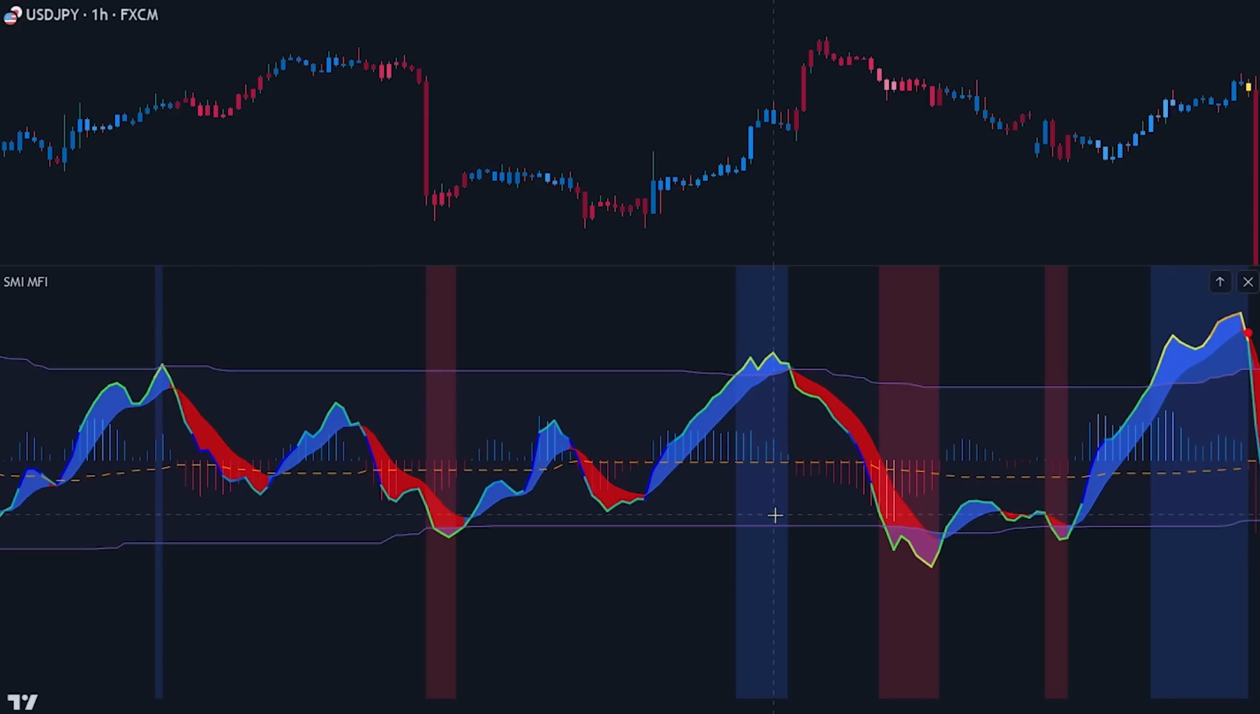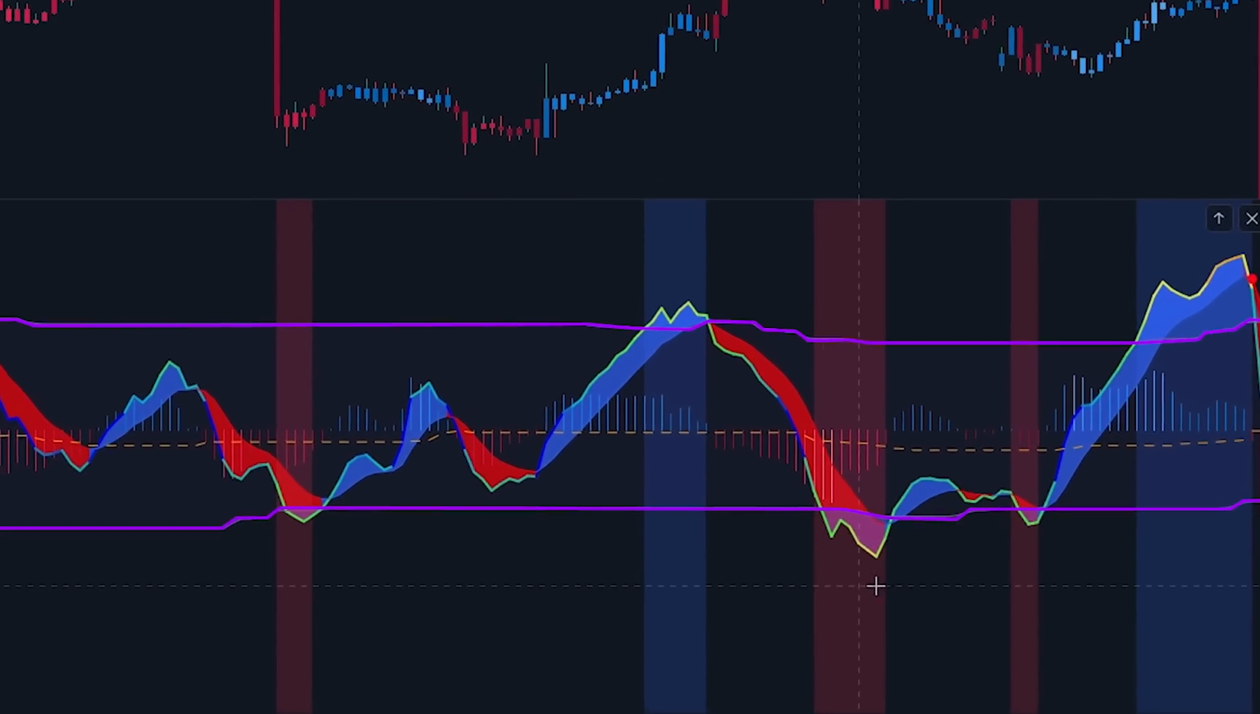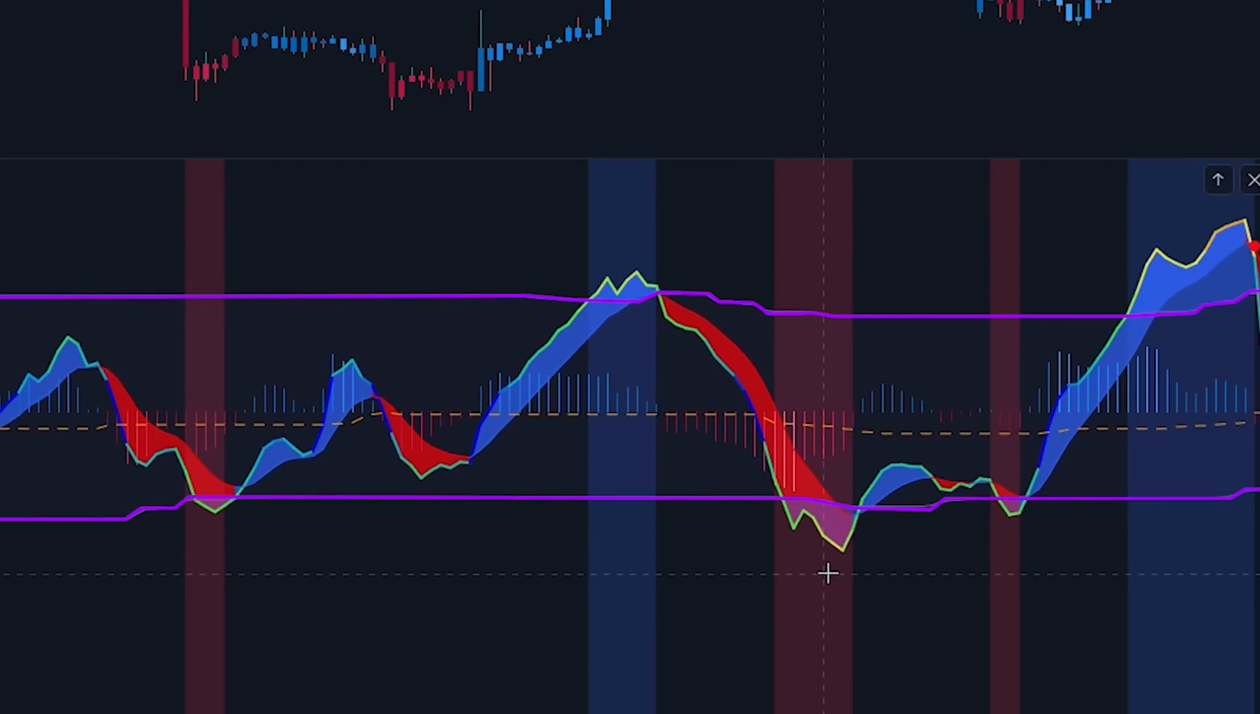The background color of the chart also changes based on the behavior of the SMI MFI line. Specifically, when the SMI MFI line crosses beyond the purple lines, the background color undergoes a transformation. If the SMI MFI line crosses above the upper purple line, the background color changes to blue. Conversely, if it crosses below the lower purple line, the color changes to red. These purple lines are essentially the upper and lower boundaries of the dynamic zone.